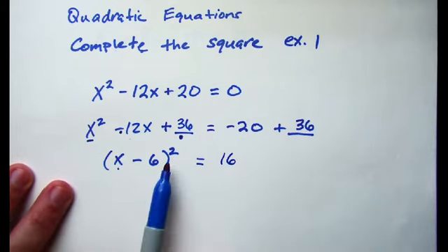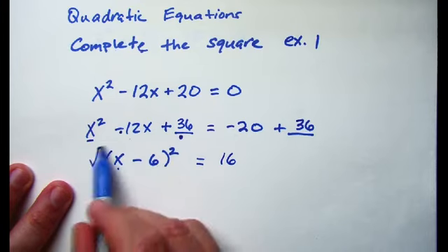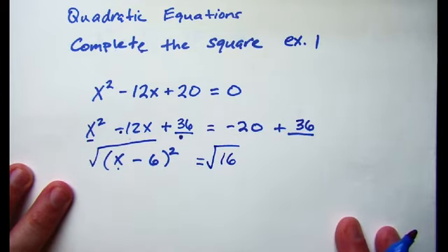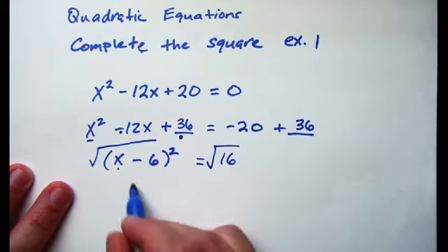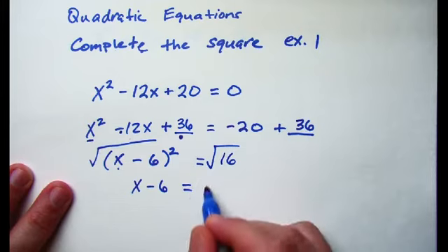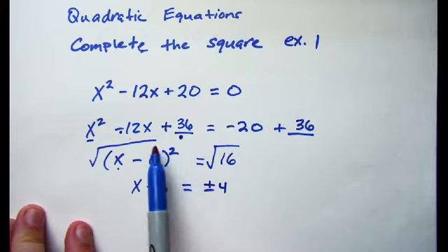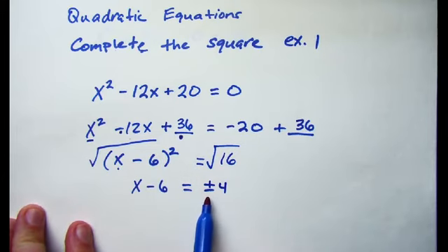Since this is a quantity squared, we can now use the square root method. The whole point of completing the square is to get a perfect square trinomial into a quantity squared. Now we can simply take the square root on both sides. The square root undoes the square, so this will just be x minus 6. What can I square to get 16 would not just be 4, but plus or minus 4. Anytime we take the square root on both sides, it's going to be plus or minus.